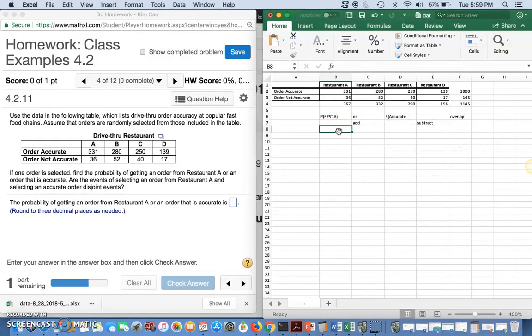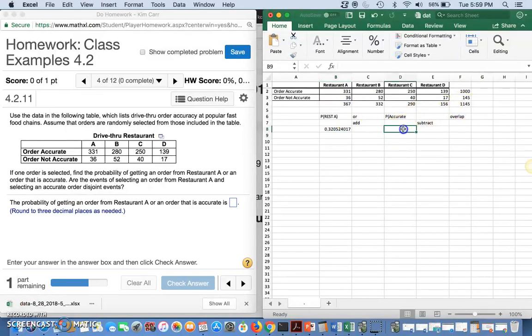So what we're really going to do is find the probability of A plus the probability of it being accurate, and then we're going to subtract the overlap. Well, what is the probability of A? How would I go about doing that? I'd say it equals the sum. The probability of A is here divided by the total. Okay, that's the probability of A.